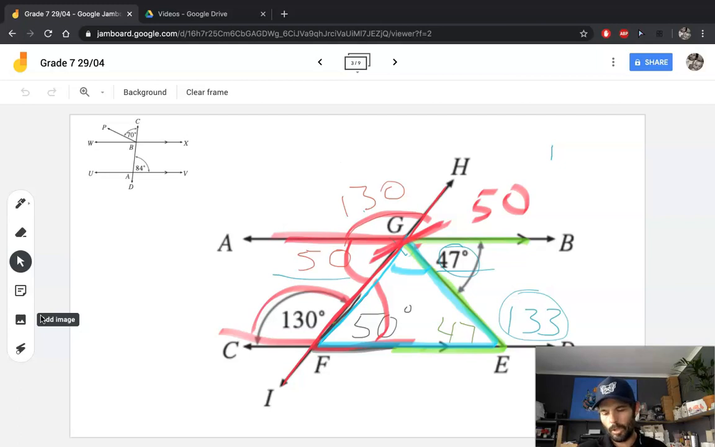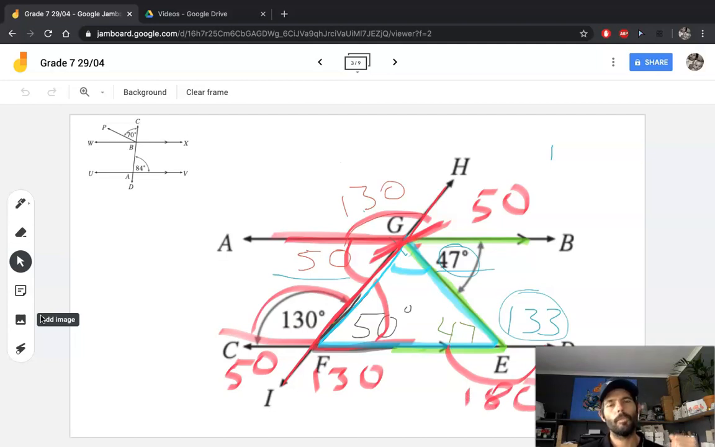And then that's also going to be 50. It's vertically opposite. That's going to be 130. This whole line here is going to be 180. And I think that pretty much deals with each angle. So again, the order doesn't matter, as long as your reasons are correct, make sense, appropriate, and that you make sure your lines are parallel, then we should be in a good place.